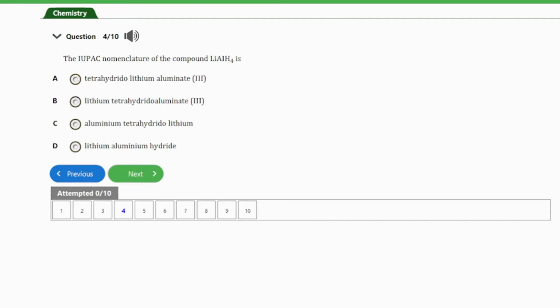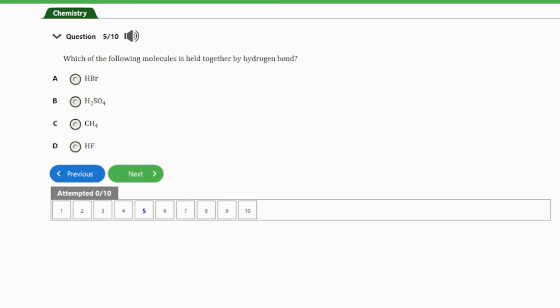Question number 4 says, the IUPAC nomenclature of the compound LiAlH4 is A, tetrahydroaluminum aluminate 3, B, lithium tetrahydroaluminate 3, C, aluminum tetrahydrolithium, D, lithium aluminum hydride. The answer to this question is option B, and that's lithium tetrahydroaluminate 3. Let's consider the next question, and that's question number 5.